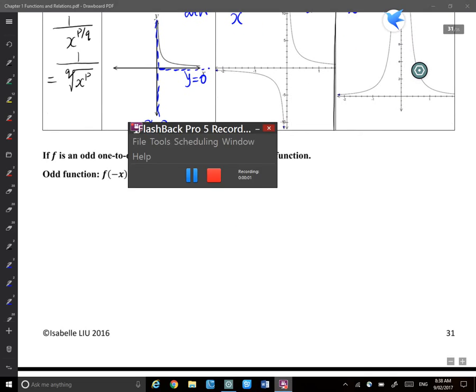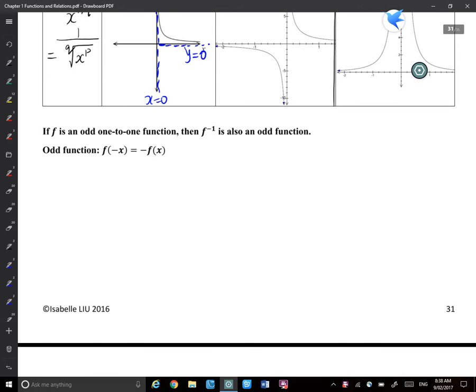Okay, so if f is an odd one-to-one function, then f inverse is also an odd one-to-one function. So what is an odd function? The definition of an odd function is f(-x) equals -f(x).